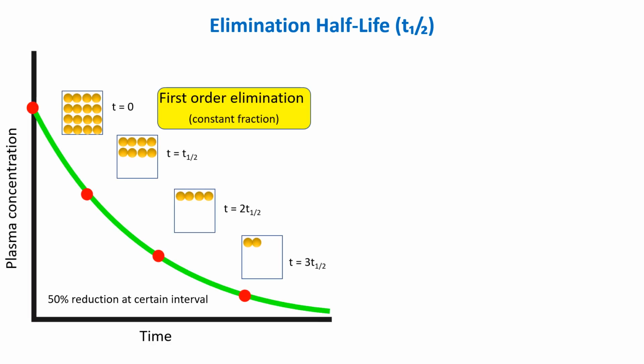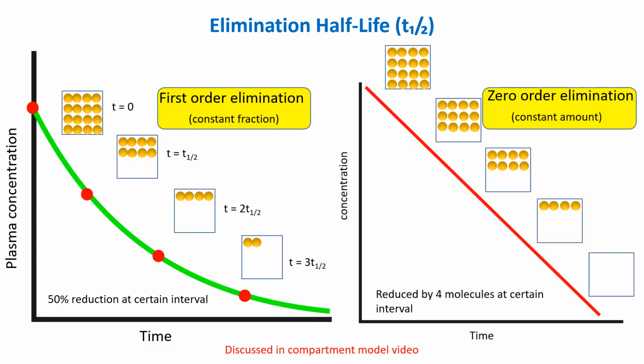The elimination of a drug can follow either first order or zero order kinetics. In first order kinetics, the rate of drug elimination is directly proportional to the drug concentration. This means that a constant percentage of drug is eliminated per unit time, regardless of plasma concentration. In zero-order kinetics, the rate of drug elimination is constant and independent of drug concentration. This usually occurs when the elimination mechanisms, such as metabolic enzymes or transporters, are saturated.